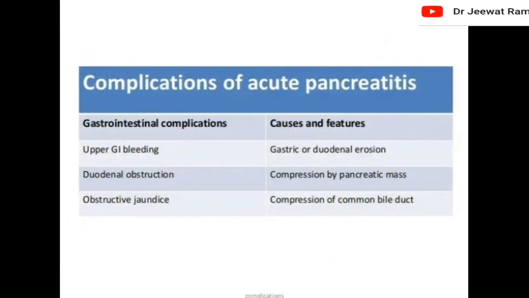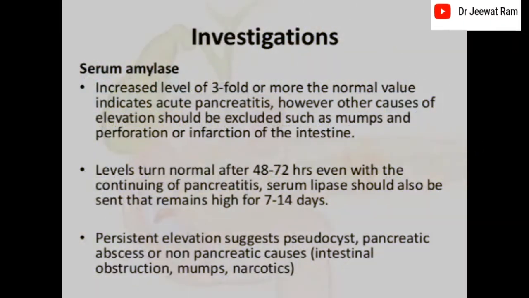Gastrointestinal complications: upper GIT bleeding, gastric or duodenal erosion, duodenal obstruction, compression by pancreatic mass, obstructive jaundice, compression of the common bile duct. Investigations: serum amylase, an increased level of threefold or more the normal value indicates acute pancreatitis. However, other causes of elevation should be excluded, such as mumps and perforation or infarction of the intestine. Levels turn normal after 48 to 72 hours, even with continuing pancreatitis.